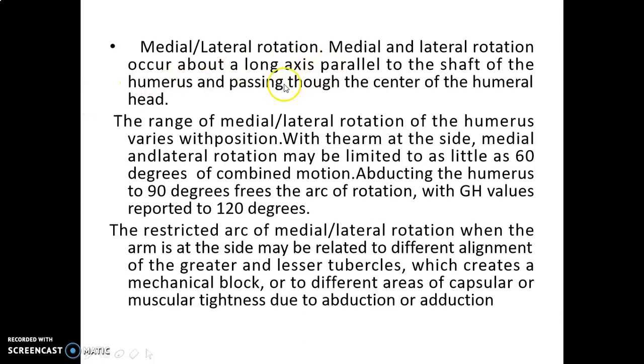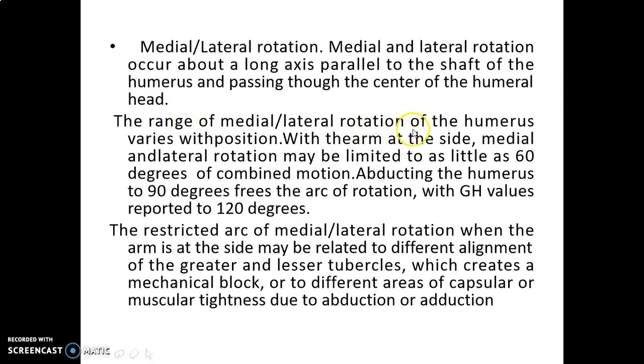The third degree of motion in the glenohumeral joint is medial and lateral rotation, as I have already shown you in the figure. Medial and lateral rotation occurs about a long axis parallel to the shaft of the humerus and passing through the center of the humeral head. It works in a long axis, otherwise called the vertical axis, and the movement happens in the transverse plane.